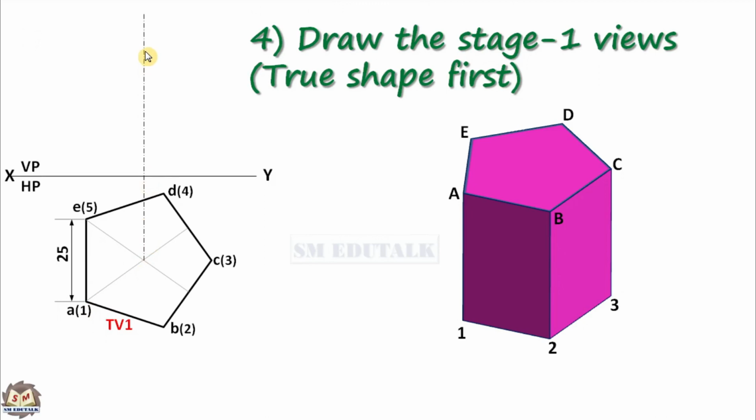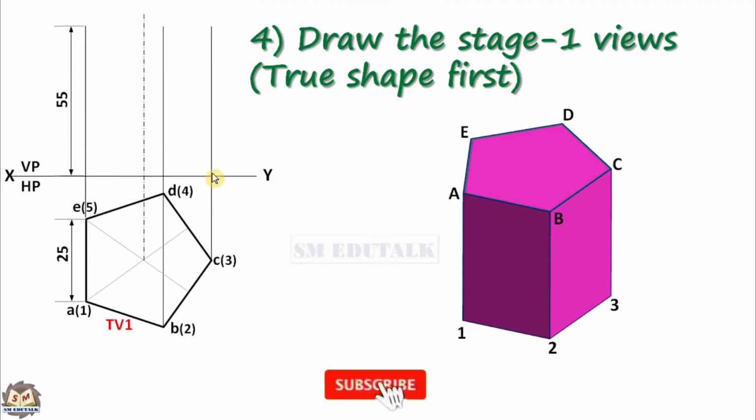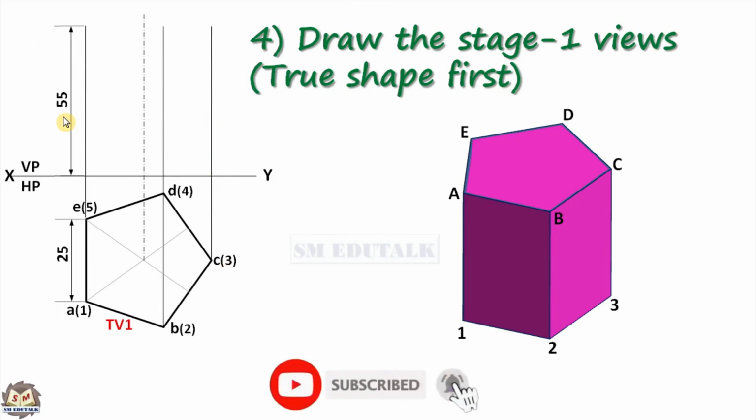You know that axis line is an imaginary line that passes through the center of the object. It should be drawn by a thin line like this. That is, draw a long line, leave a gap, draw a short line, leave a gap, again draw a long line, leave a gap and so on. Project all corner points of the pentagon vertically upwards above the XY line up to 55 mm. Here 55 mm denotes the height of the prism.